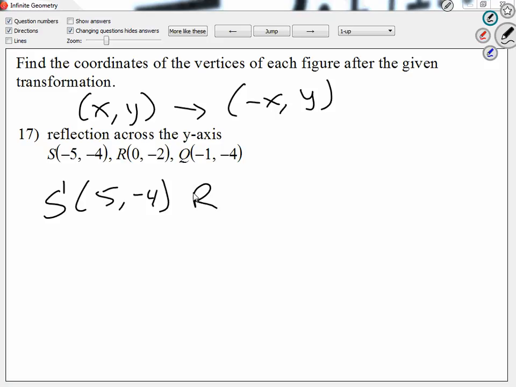What do you guys get for R prime? 0, negative 2. What do you guys get for Q prime? 1, negative 4. Remember, we changed the sign on each x, including on R, right? 0, negative 0. Even if it doesn't look like we did, we changed the sign on each x. That's what the rule says.